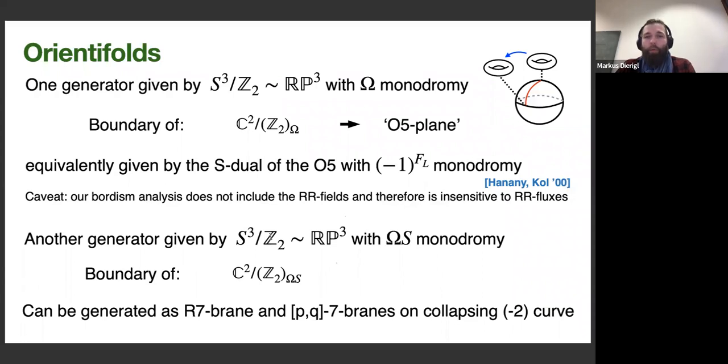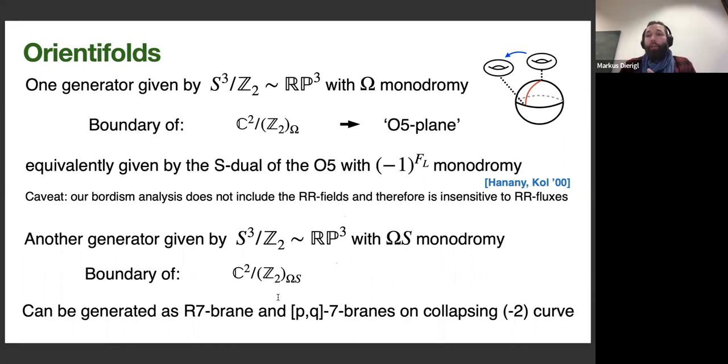Okay. And the other operator is very similar, but instead of omega, you do a combination of omega and one of those standard SL(2,Z) transformations, which in this case would be the S generator. And once more, we can have an understanding of what is the string theory object that satisfies that. Well, we had the R7 brane that generates the omega monodromy, right?